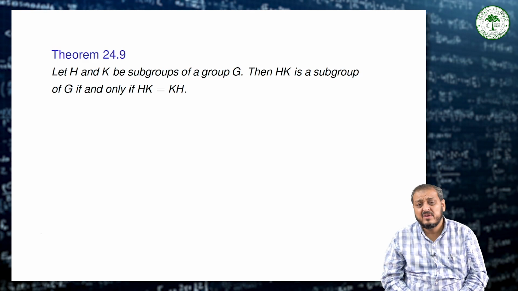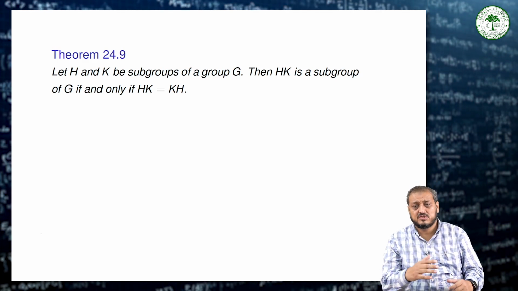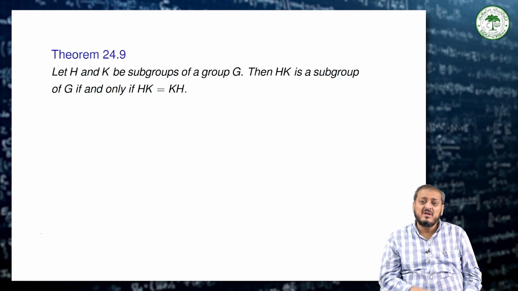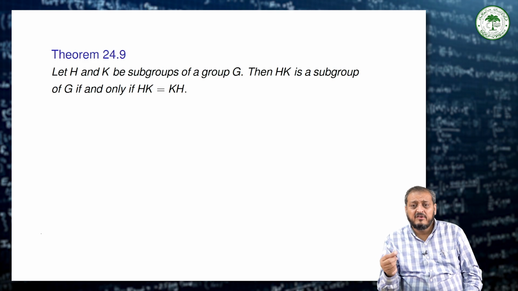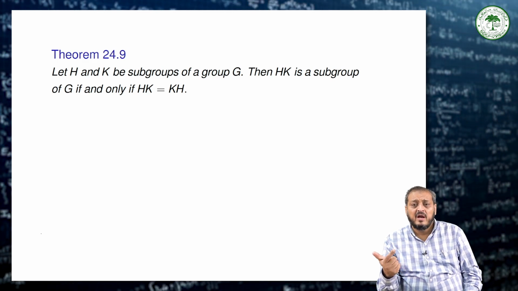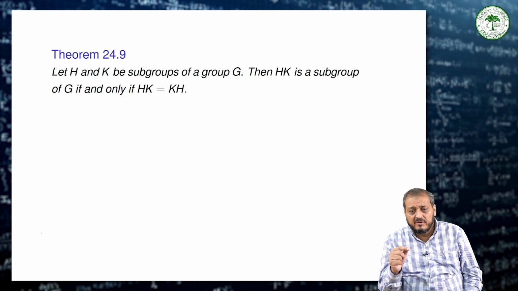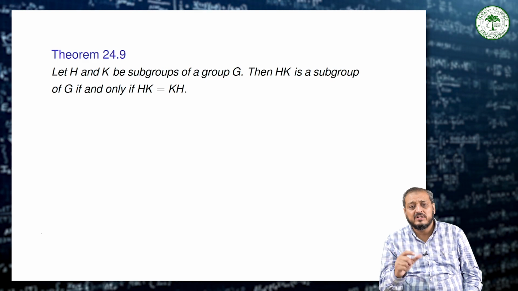So the last theorem we have to discuss is a much stronger result. It says that if H and K are two normal subgroups, and we take the intersection of these two equal to the identity, then we show that every element of H commutes with the elements of K and vice versa.